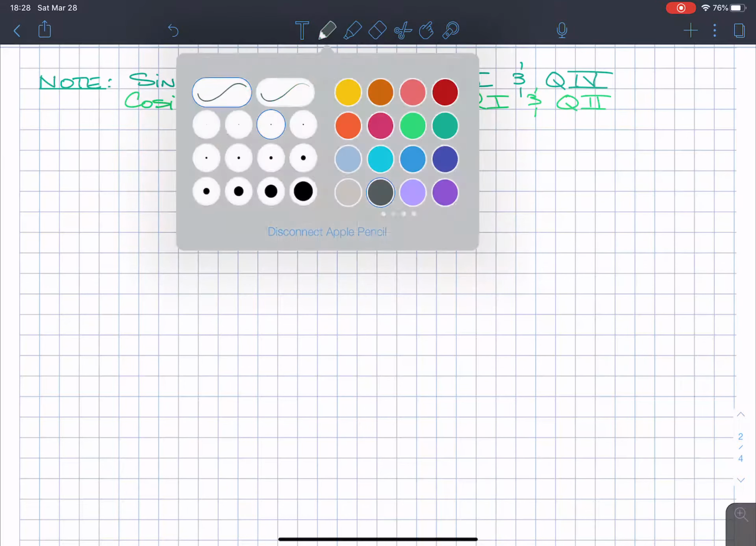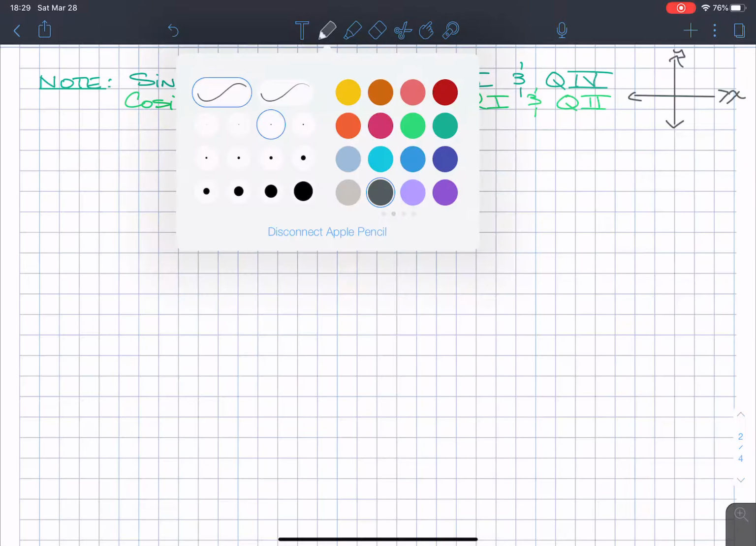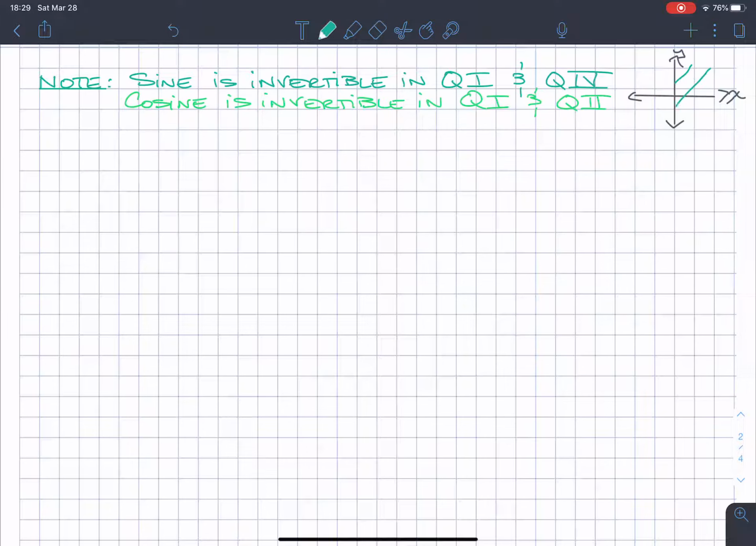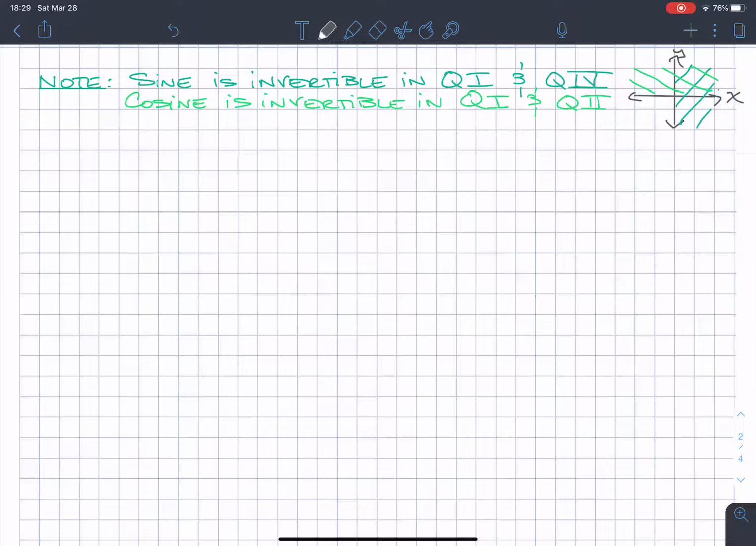Okay, so if I looked at x and y, my quadrants, sine is invertible in quadrants 1 and 4, meaning all the way up and down the y-axis, and sine corresponds to the y-coordinate, whereas cosine is invertible in quadrants 1 and 2, meaning back and forth along the x-axis. And remember, cosine is the x-coordinate on the unit circle. So that's one way of remembering it.